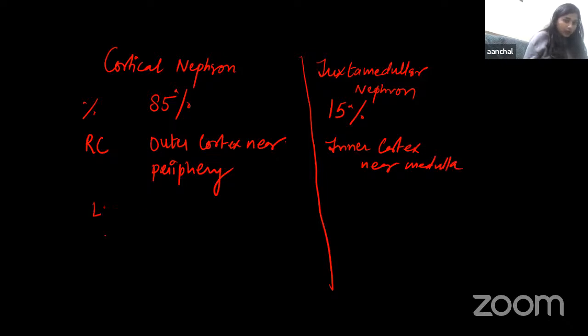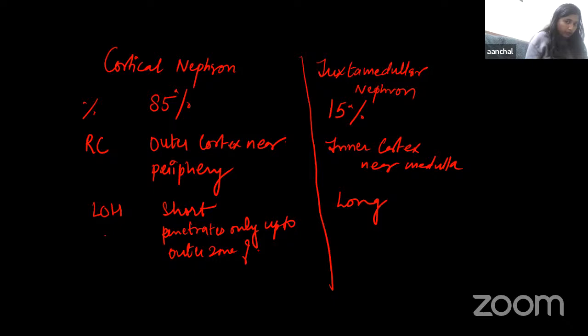Now, talking about the loop of Henle, as we have seen, the loop of Henle in the cortical nephron is short and it penetrates only up to the outer zone of the medulla. In the juxtamedullary nephron, it is long and penetrates up to the tip of the papilla.